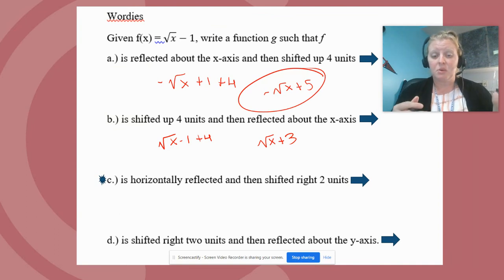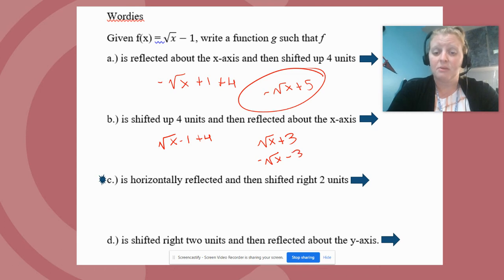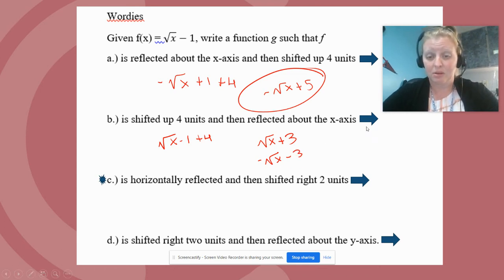So I'm working with root x plus 3. What I want to do is take this function and reflect it across the x-axis, which means upside down. And if we want something to be upside down, we basically take the opposite sign of all the items in the problem. All right, so let's see how we did our work.